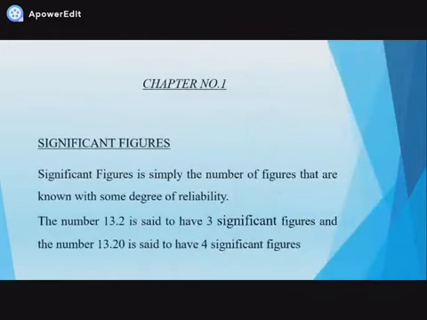Today my topic of presentation is significant figures. As you all know, we are studying first year chemistry, chapter number 1. So significant figures is the first topic of this book.